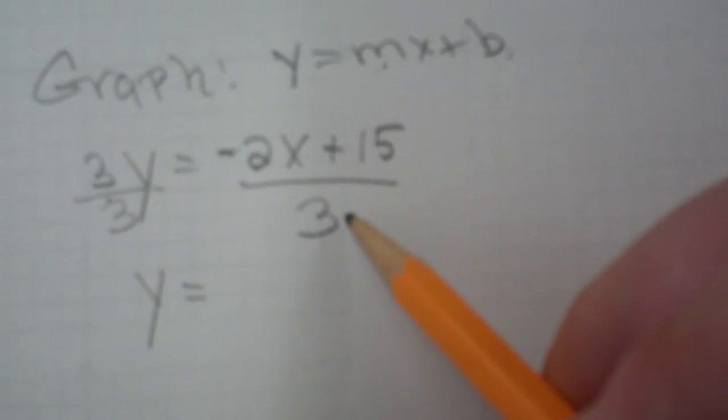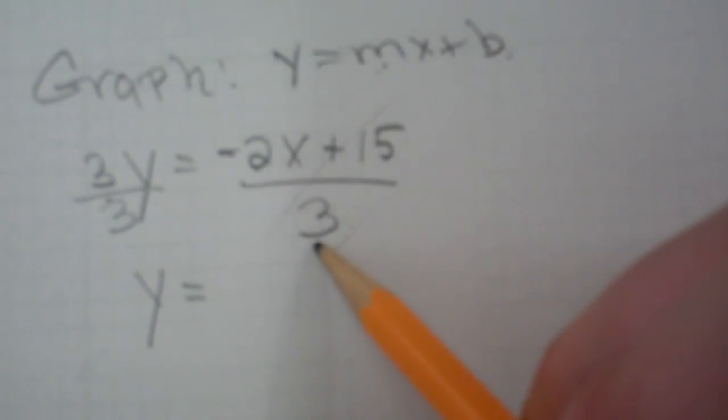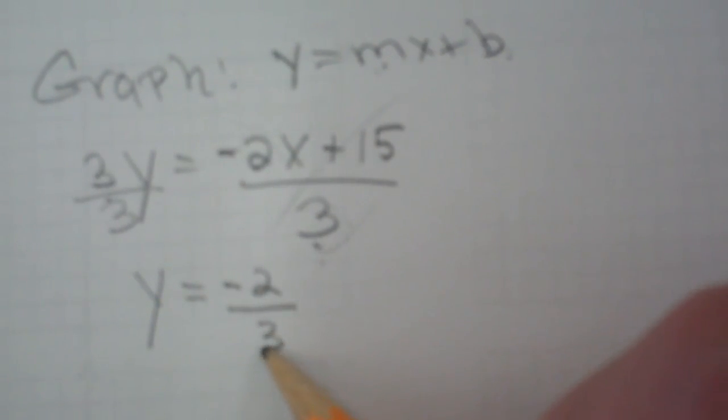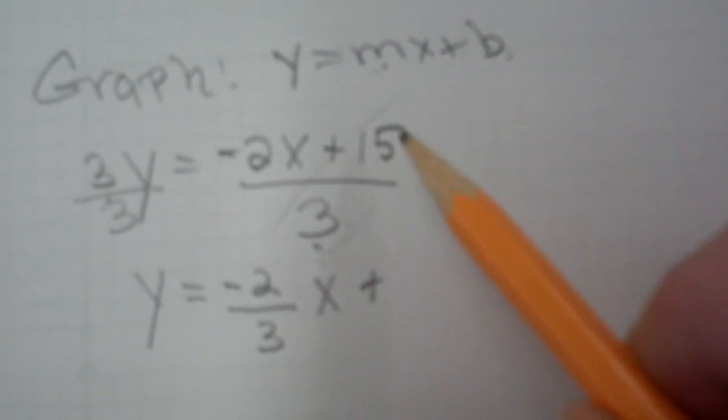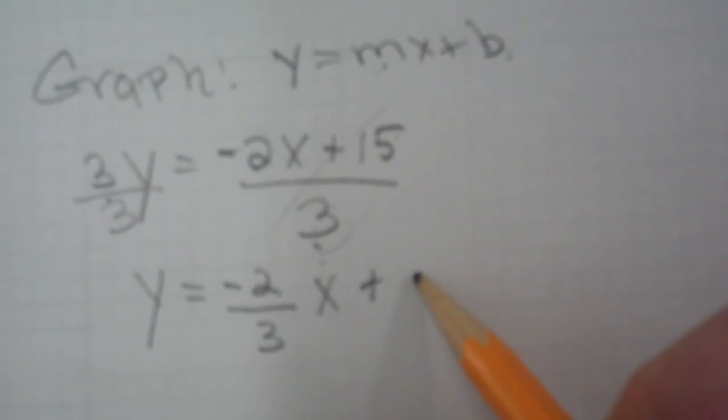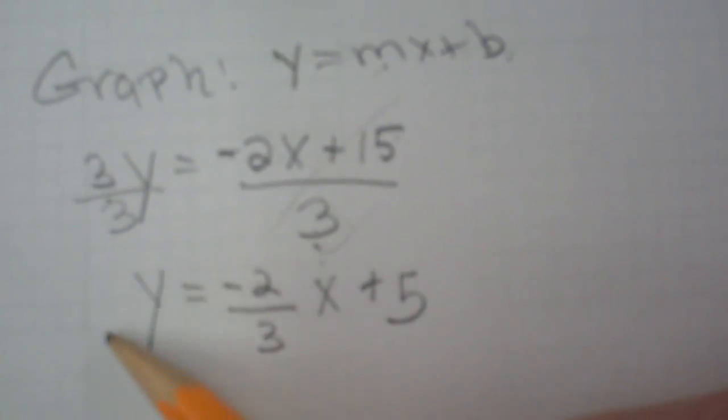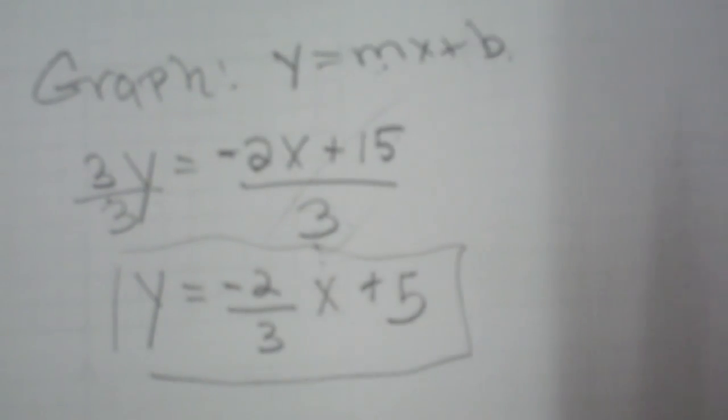So y equals, here I need to divide there, and I need to divide there. The number on top is a negative 2 over our 3x plus, and 15 divided by 3 gives me 5. So this is going to be the equation that we're going to graph now.